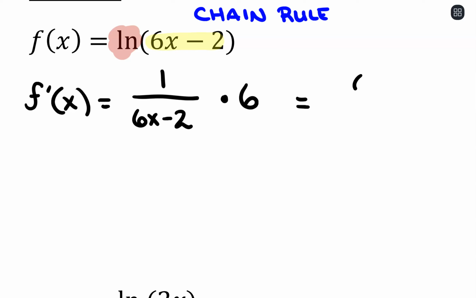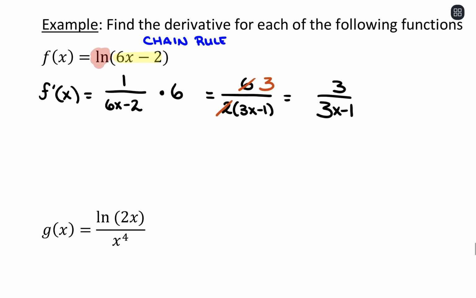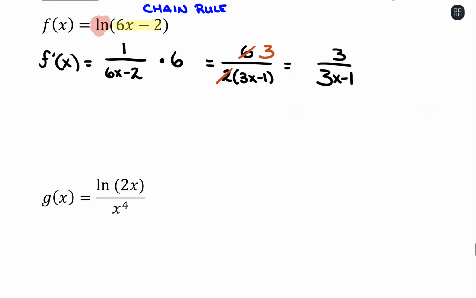And then we could do some simplifying here, so 6 over, I'm going to take out a common factor of 2 there, so 3x minus 1 is left. And with that, we can cancel out, 6 divided by 2 is going to leave a 3, so 3 over 3x minus 1. And that would be our derivative function.